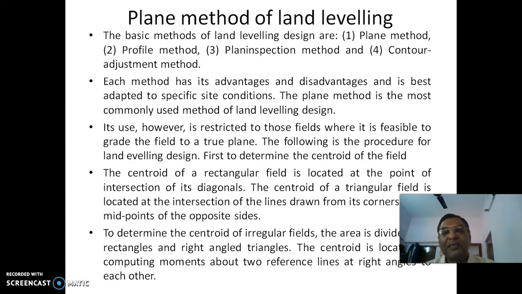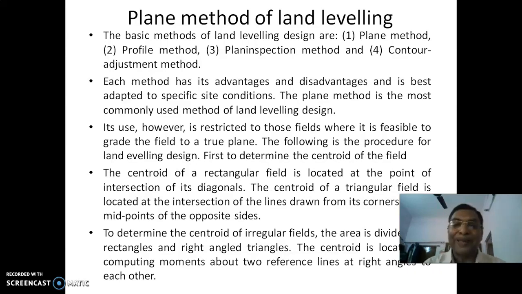Each method has its advantages and disadvantages, as usual, and is best adapted to specific site conditions. The plane method is the most commonly used method of land leveling design. Its use, however, is restricted to those fields where it is feasible to grade the field to a true plane. The following is the procedure for land leveling design. First, determine the centroid of the field.